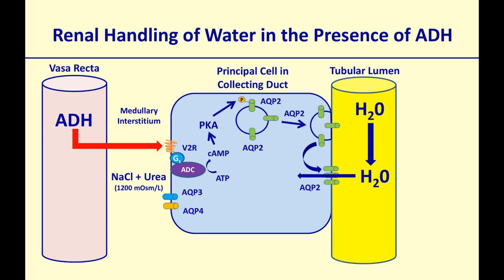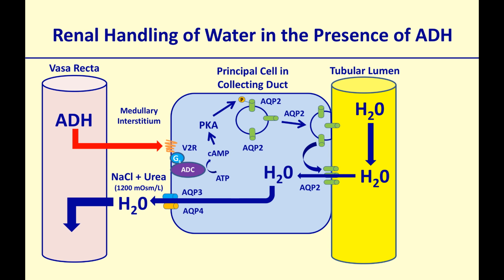So now water can enter the cell, and then water can come out of the cell through other aquaporins, aquaporin 3 and aquaporin 4, which are located in the basolateral membrane. They are not dependent on ADH, so they are present there all the time. And then water finally enters the blood vessel to be reabsorbed.